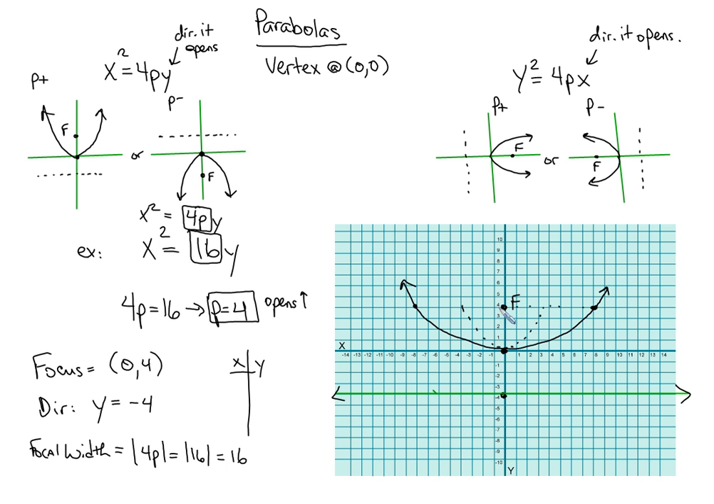That's p. From the focus to the vertex is our p. That was this 4 units. P is the distance from the vertex to the focus. All right, guys, questions about that before we do one more example?